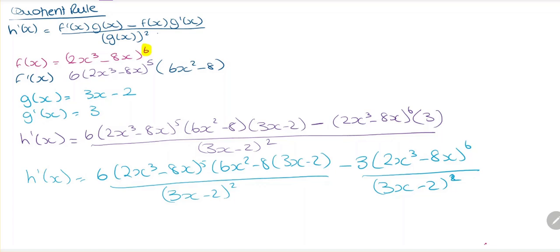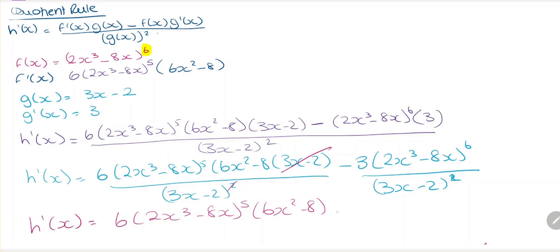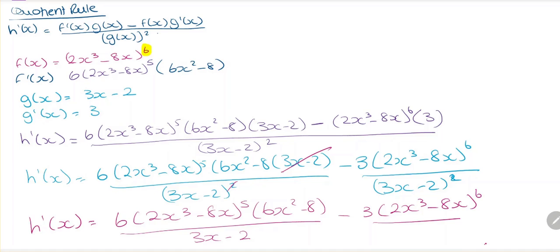So now we can cancel one of these terms. If I do that, our final answer is (2x cubed minus 8x) to the power 5 multiplied by (6x squared minus 8), over 3x minus 2, and then minus 3 times (2x cubed minus 8x) all to the power 6, divided by (3x minus 2) all squared.